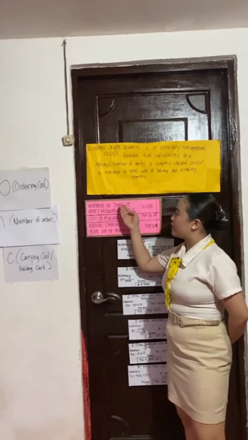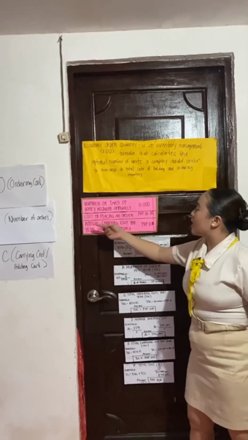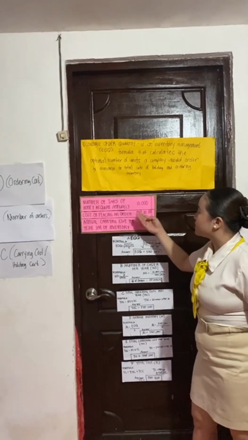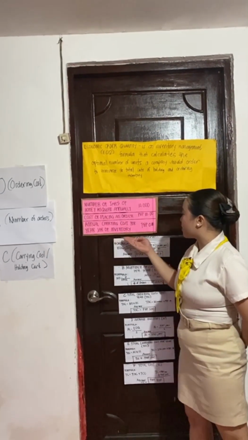I have here the example. The number of jars of honey required annually is 10,000. The cost of placing an order is 10 pesos. The annual carrying cost per jar of inventory is 0.80.